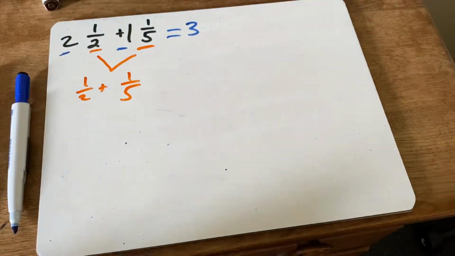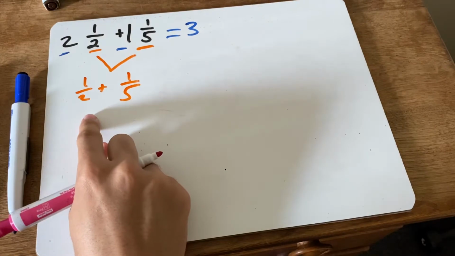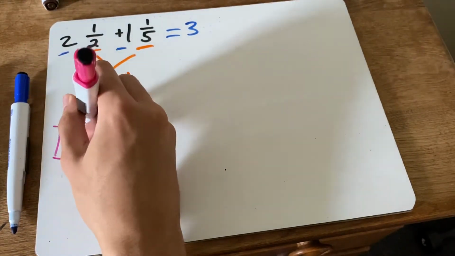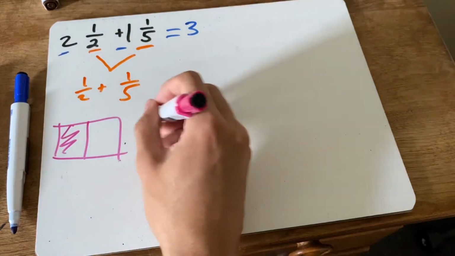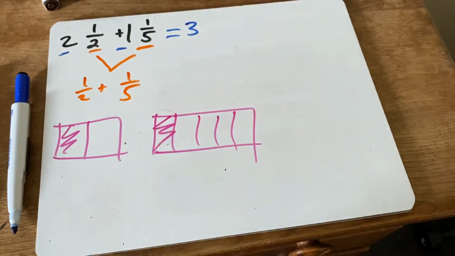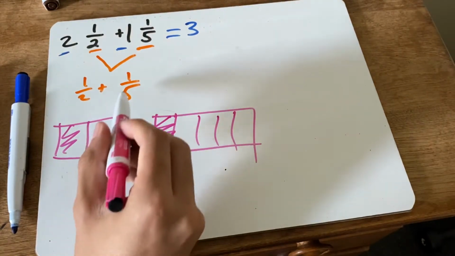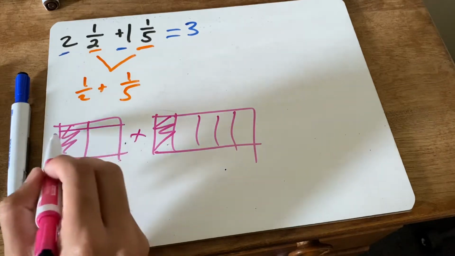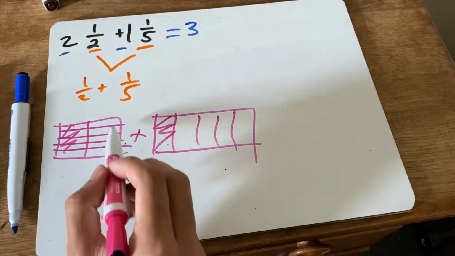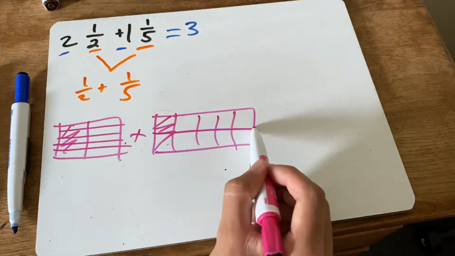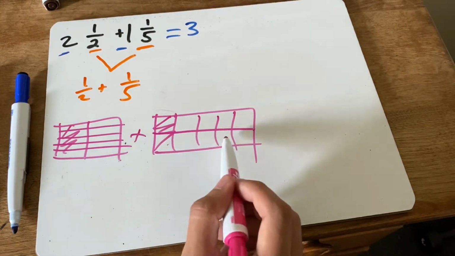So there are different ways that we can solve it, right? We can draw a picture, right? Draw 1/2. And then draw 1/5. And then we'll just switch them up, right? So for this pink box, we're adding 5 rows. 1, 2, 3, 4, 5. Yep. And then for this one, we're just making 2 rows. 1, 2, 3, 4.